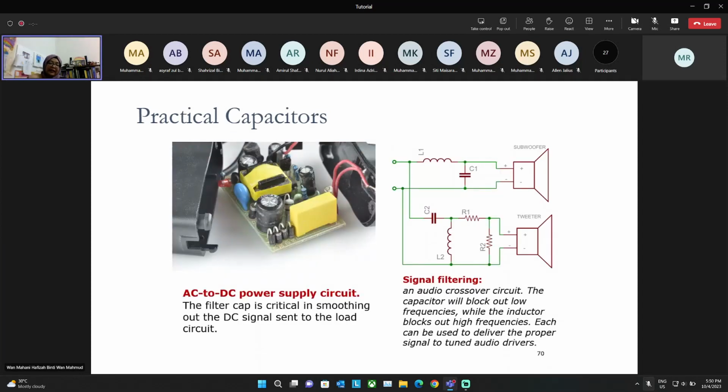Nanti you pergi industri ke, pergi tengok dekat lab ke apa, baru tahulah, baru jumpalah macam-macam sebenarnya. Saya pun realise tak pernah nampak tu yang kapasitor yang besar tu.